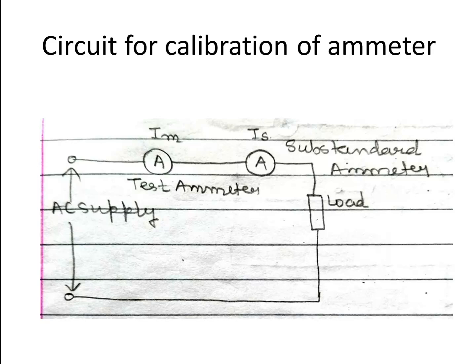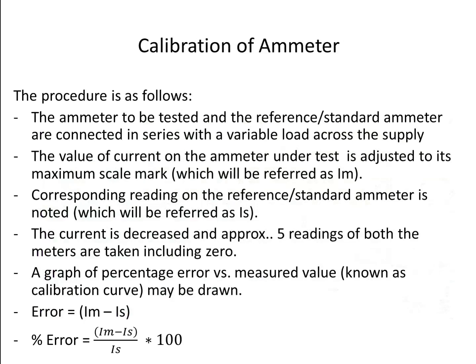Now we shall proceed with the process of calibration. The load is so varied that the current as shown by the test ammeter is equal to its maximum scale mark, or you can say full scale reading. For example, if you have a test ammeter of range 0 to 10 amperes, then we shall vary the load till the test ammeter shows a reading of 10 ampere.